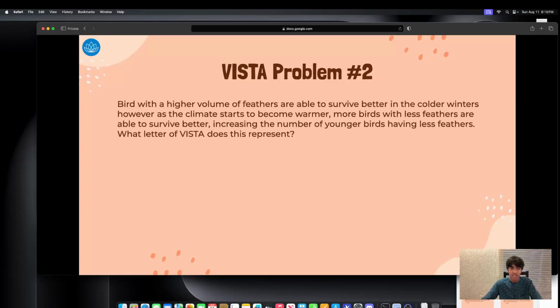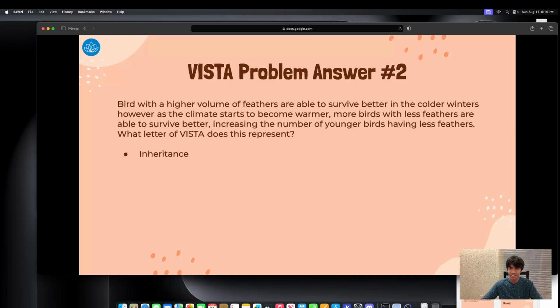Then a bird with a higher volume of feathers is able to survive better in the colder winters. But as the climate starts to become warmer, more birds with less feathers are able to survive better, increasing the number of younger birds having less feathers. What letter of VISTA does this represent?